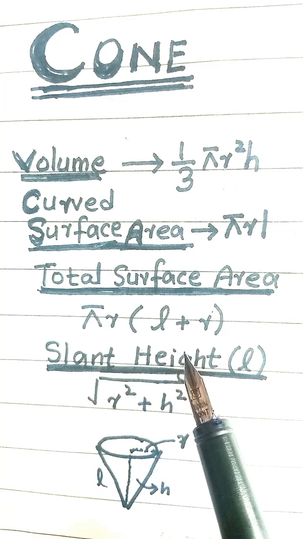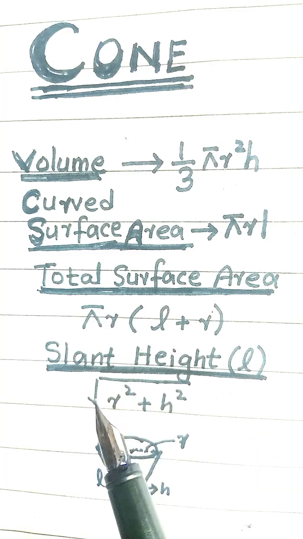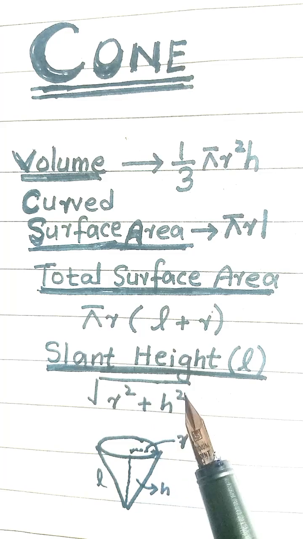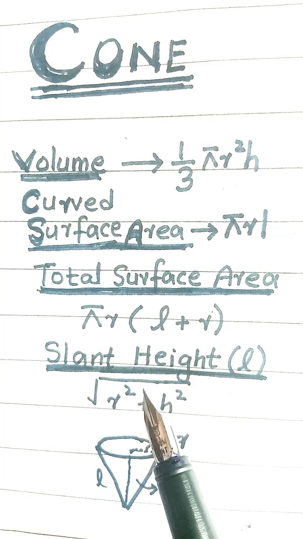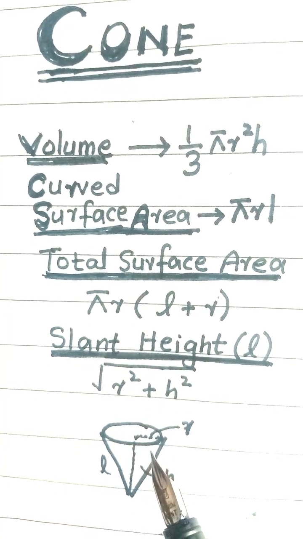Slant height L is square root r square plus h square. Here you notice that this is the figure of cone.